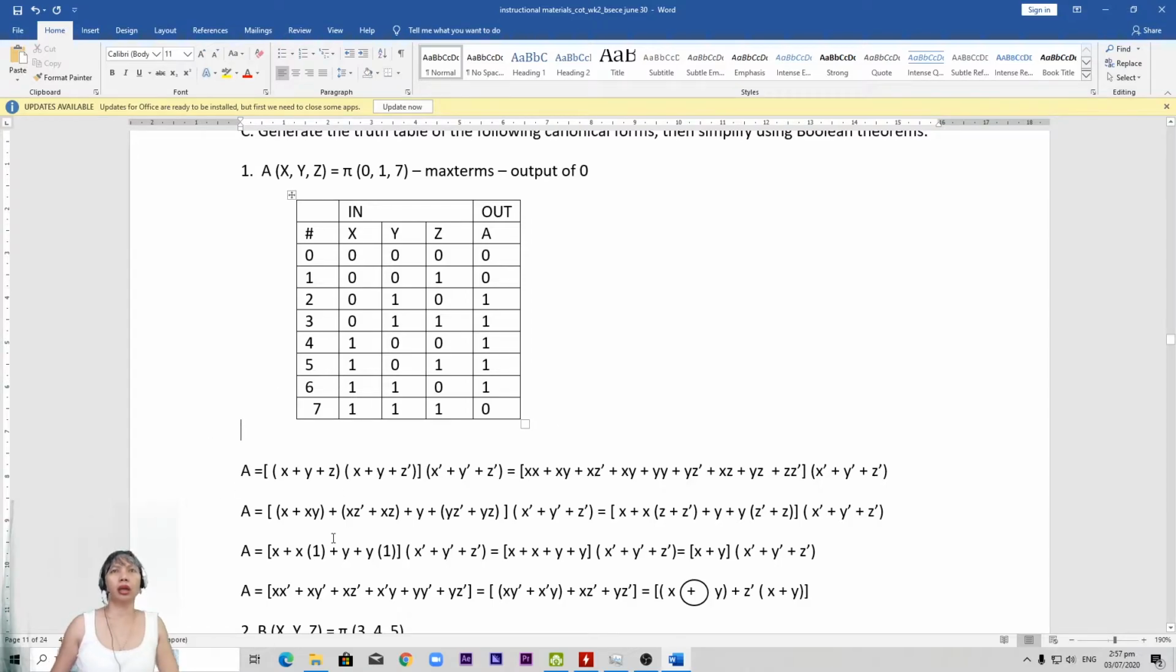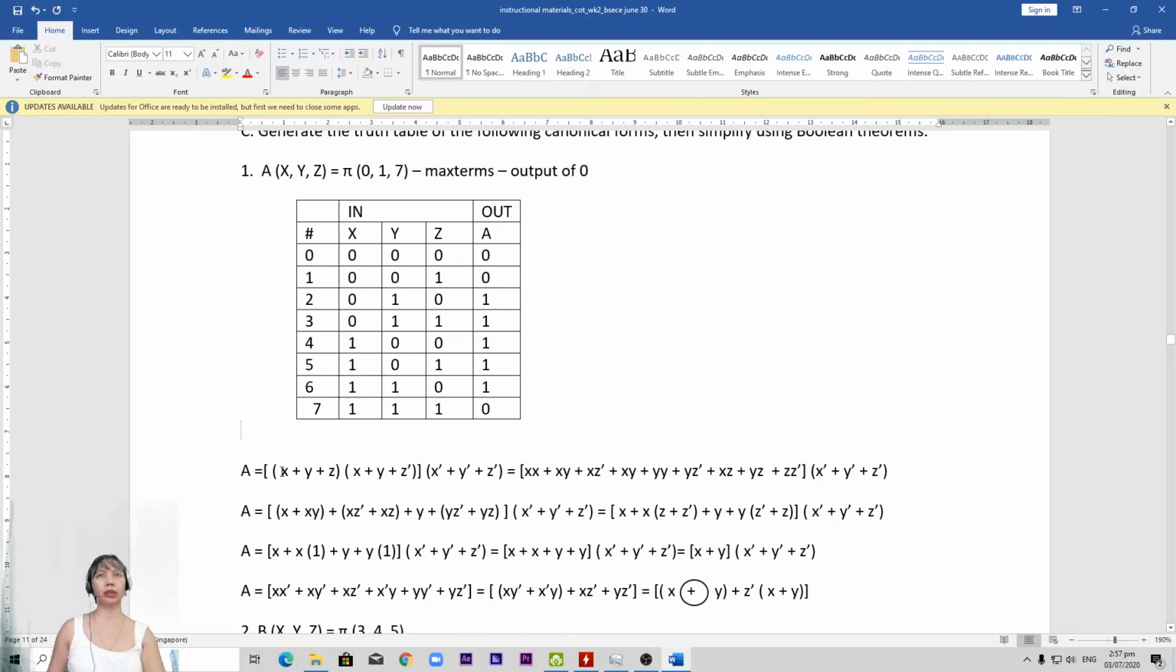Okay, let's continue. Let's associate the first two terms, so let's operate on the first two terms first. We'll start the simplification process by distributing. Start with x, distribute it, followed by y, and then z. We'll do it step by step so we won't get confused, we won't get lost.